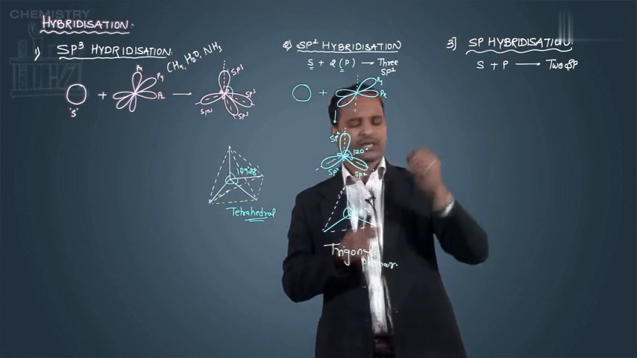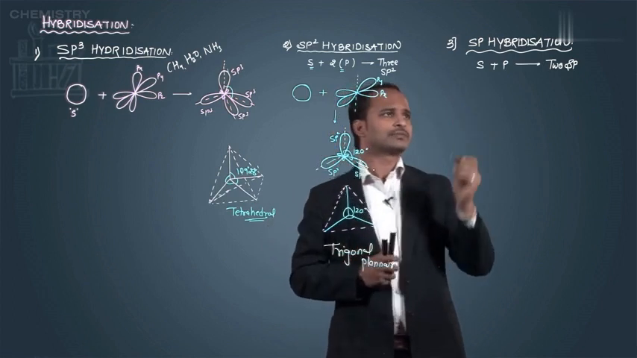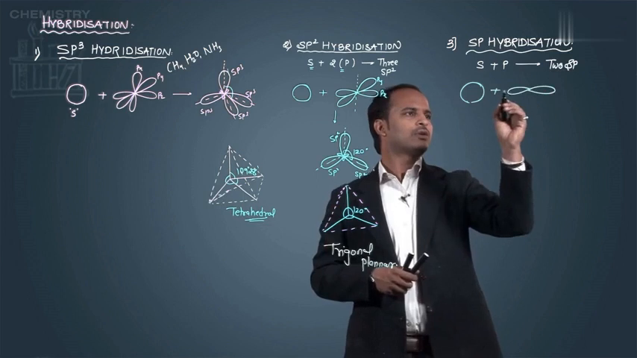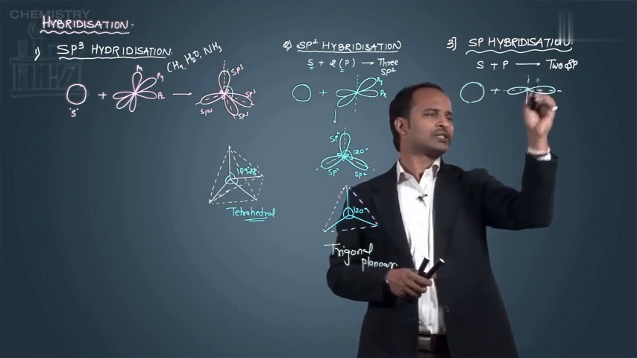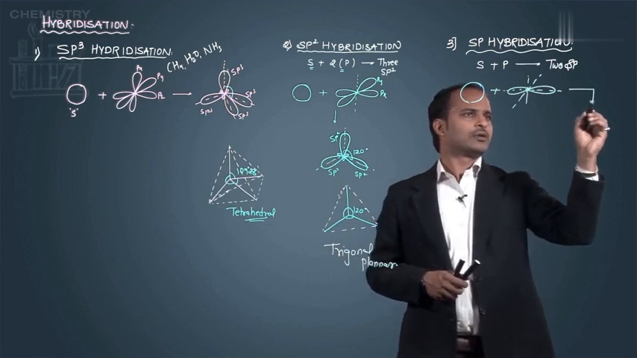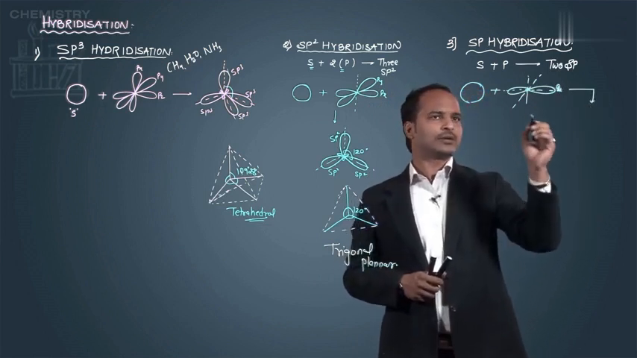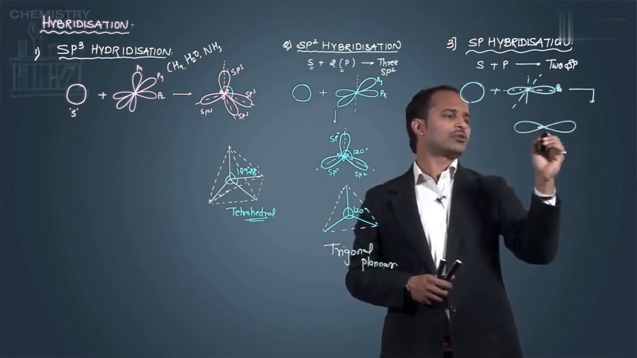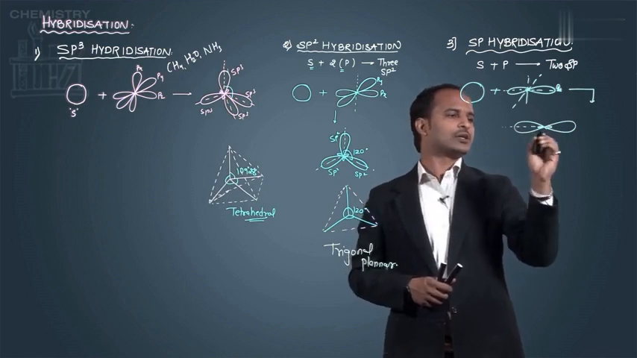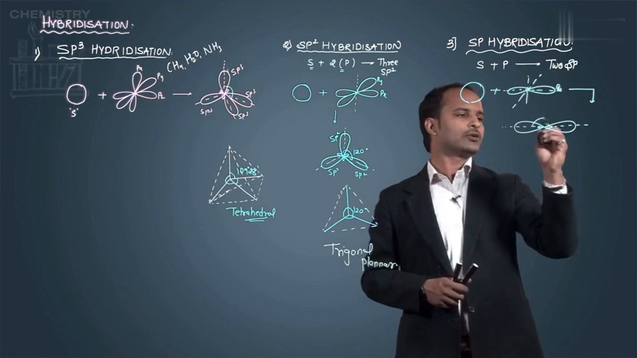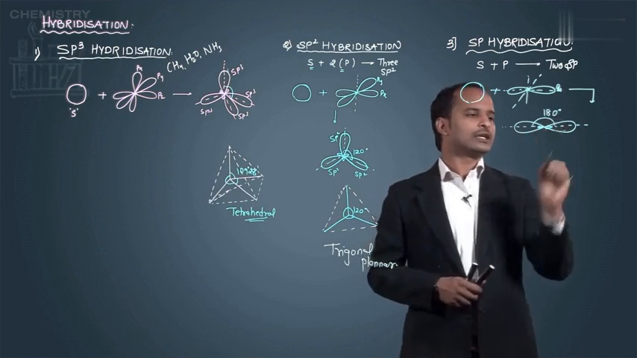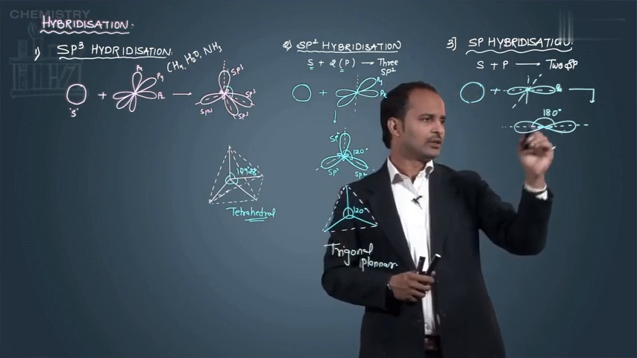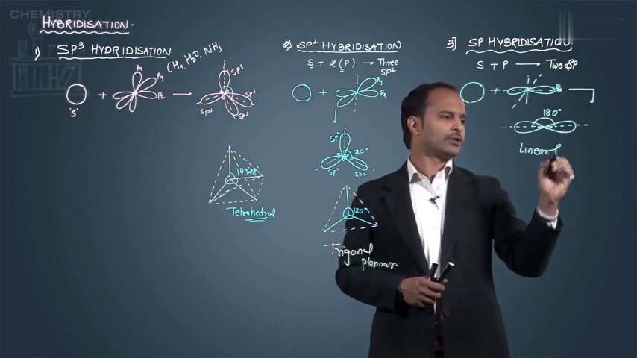So in this case, one s and one p orbital are undergoing mixing and recasting. So one s orbital plus one p orbital, only one p orbital. This is px, py and pz, so only px is undergoing it. So you get two new orbitals. This is the first new orbital, and the second orbital is on the opposite side. This is the axis for this orbital, this is the axis for that orbital, and the angle between them is 180 degrees, and that's why it is called linear hybridization, because the geometry is linear.